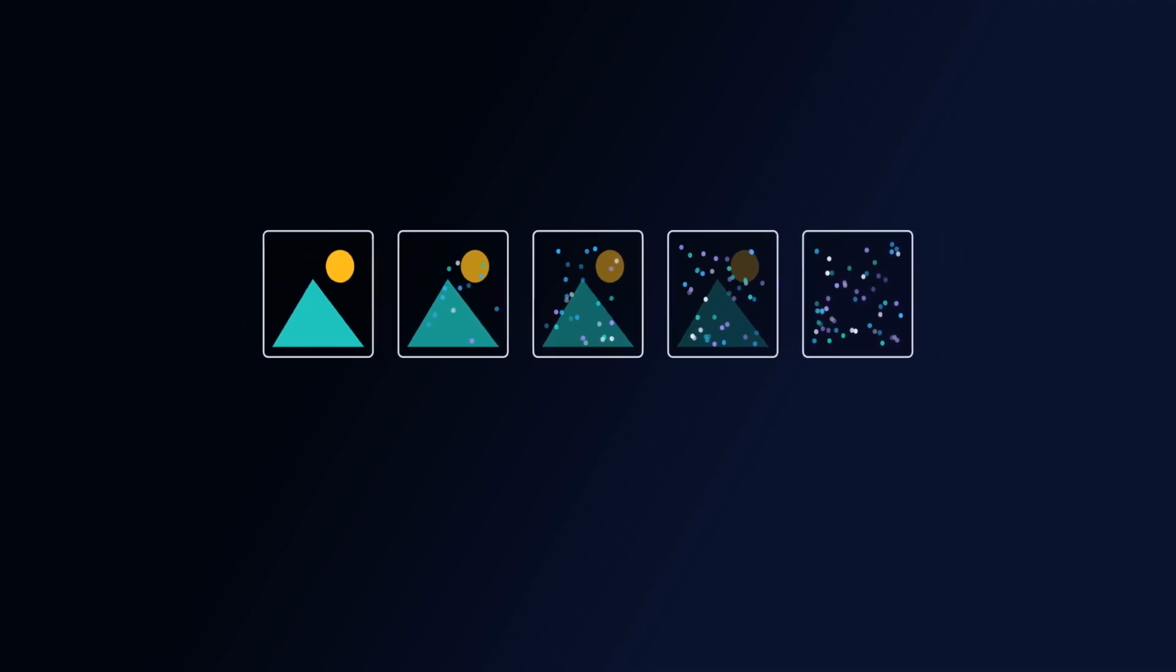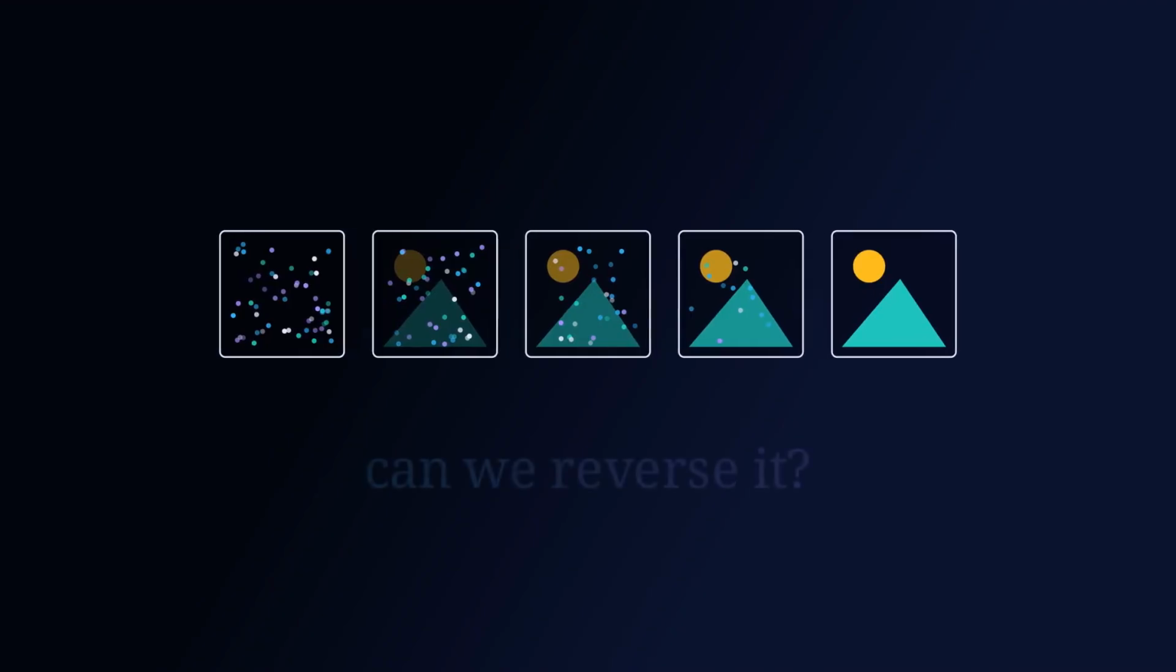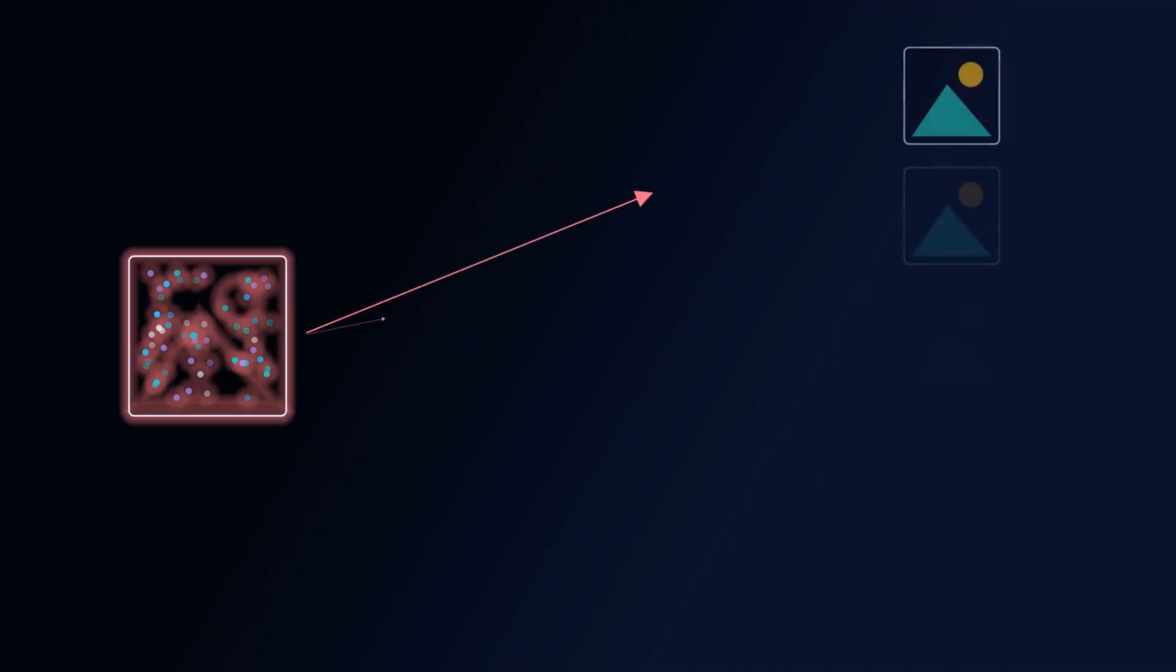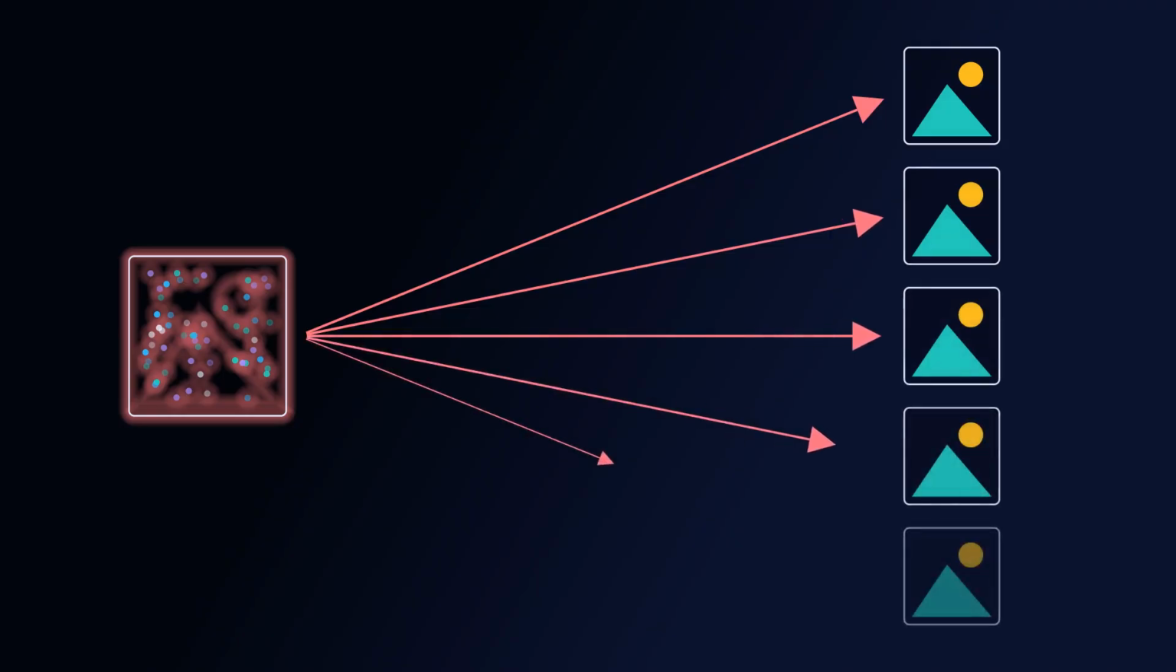But first, let's confront the real challenge. We know how to destroy an image. Can we possibly learn to reverse it? At first this sounds impossible. If I hand you a frame of pure static, there are countless clean images it could have come from. The information really is gone. So how could any procedure recover it?